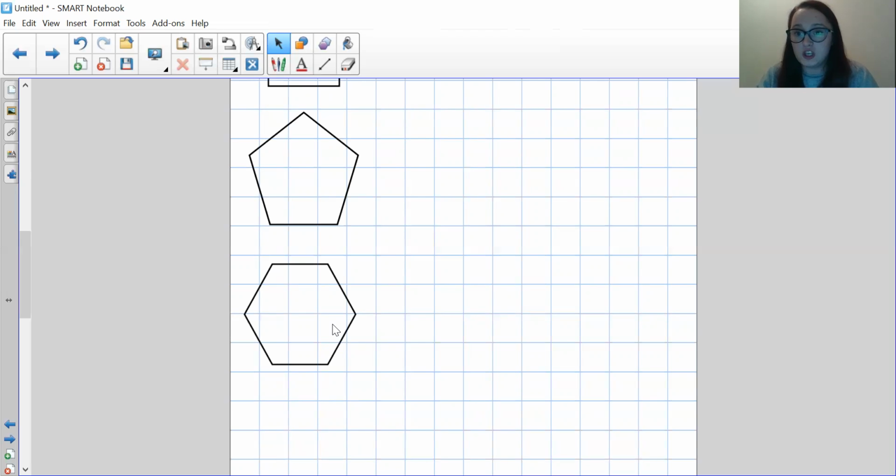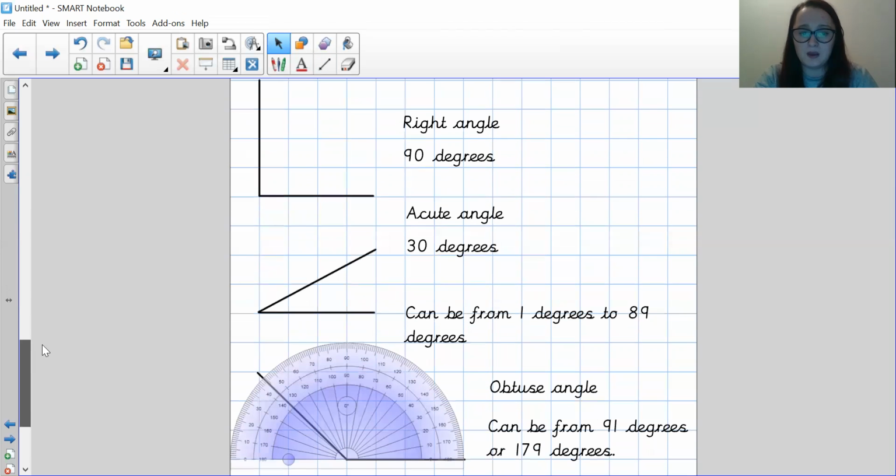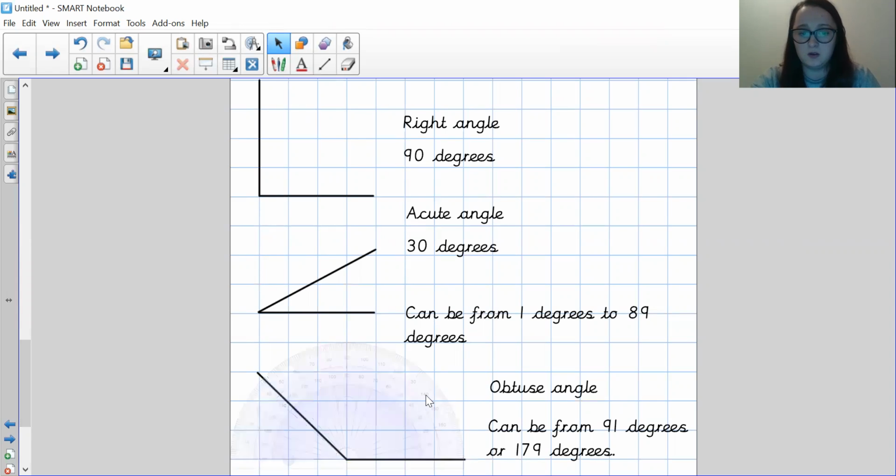Once you've done all your shapes, if you could take a photo and send it to me on Class Dojo, that would be absolutely fantastic, superstars. Now what I'll do just before I go, I'll get my angles back up, get rid of my protractor because you don't need that, do you? There you go. So you can use that to help you with your work for today.